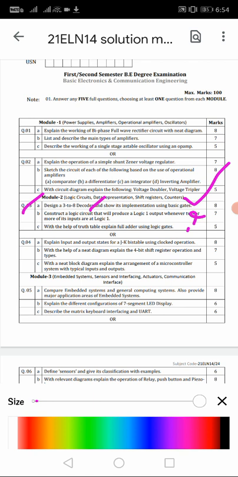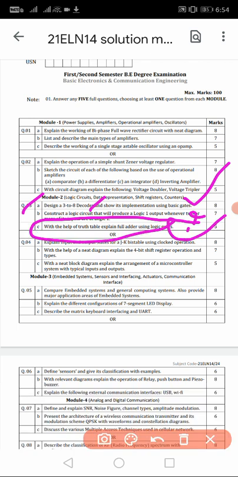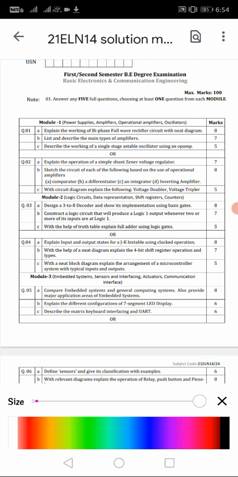Next, with the help of a truth table explain the full adder. This is a definite question. Full adder was asked in both set number 1 and set number 2 model question papers, so full adder is a definite question, mark it.